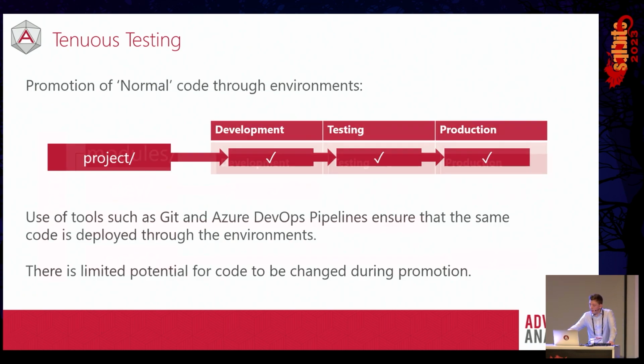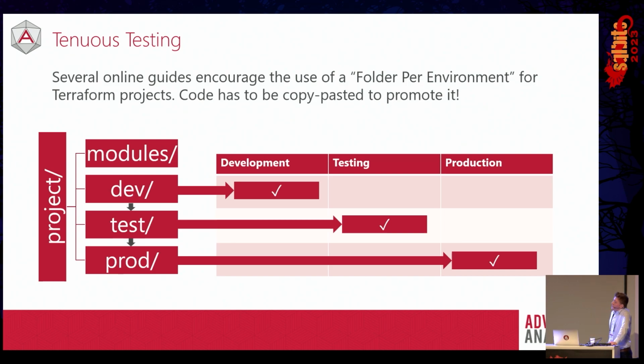But there are some online guides that encourage the use of a folder per environment. So within your Terraform project, you've got this modules directory where you stick all your modules, and then a folder for dev, a folder for test, and a folder called prod. And then you deploy your dev folder into dev, and your test folder into test, and your prod folder into prod. The problem with this is that your deployment method is that if something works in dev, you copy and paste the Terraform into the test folder, and then if it works, you copy and paste it into prod.